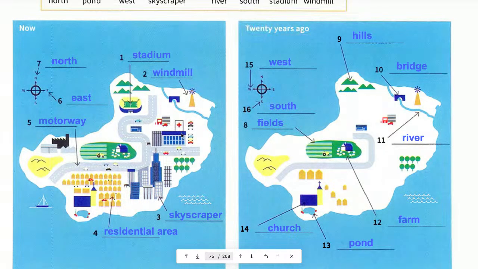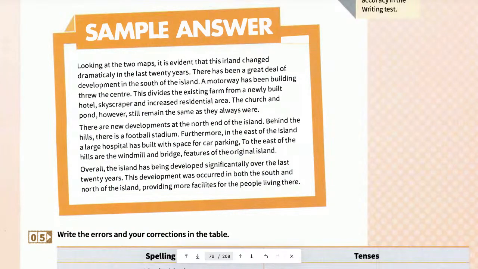Okay, guys, someone please tell me. Here they say, behind the hills, there is a football stadium. Why do they need to use the simple present tense here? Because the football stadium has just been built, so they write in the present. Yeah, because we see that on the now map, not the past map, right? We don't see that in the past map, right? 20 years ago, we don't see it.